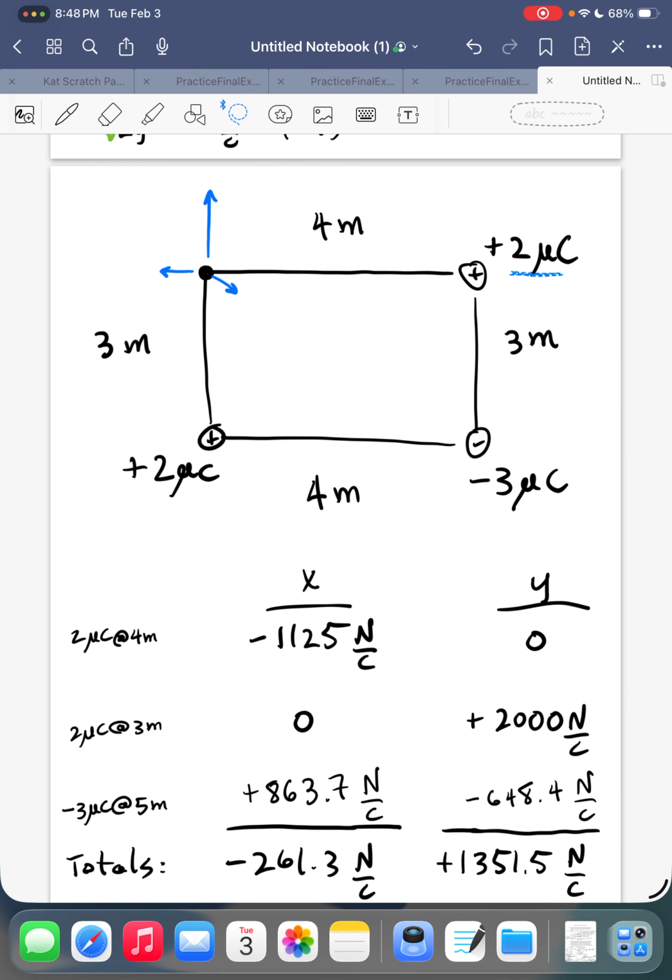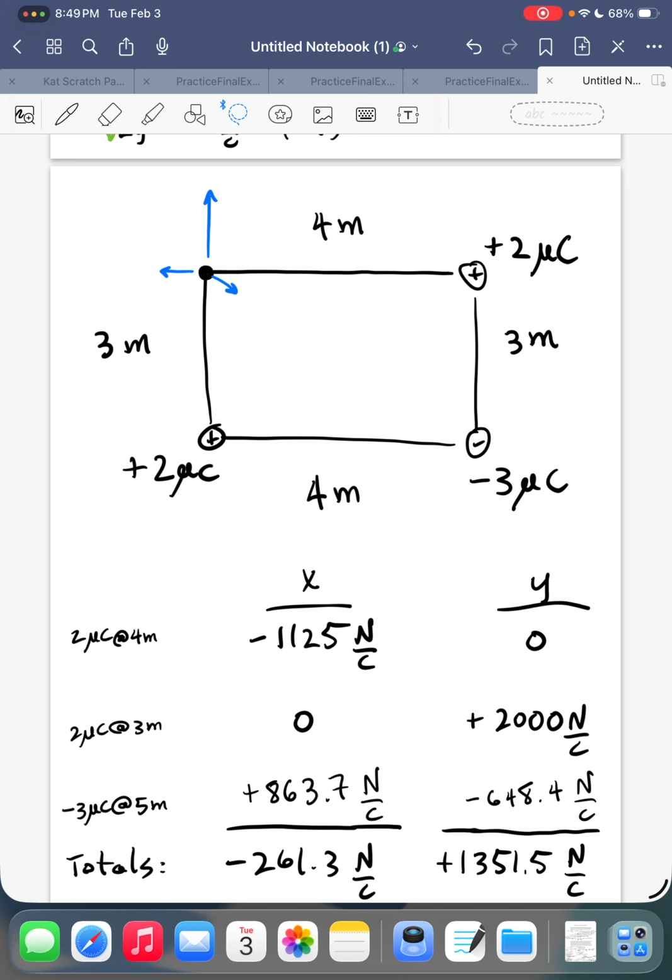Now let's go to the next one. This is 2 microcoulombs at 3 meters away. So that's this one, 2 microcoulombs here, and it's 3 meters away from that. That is only going to contribute a positive y. So I have no x component at all, but I have a positive y right like that.